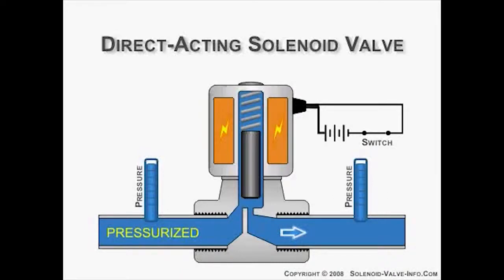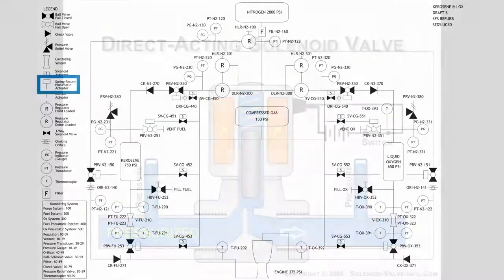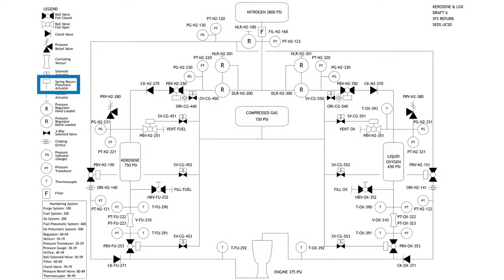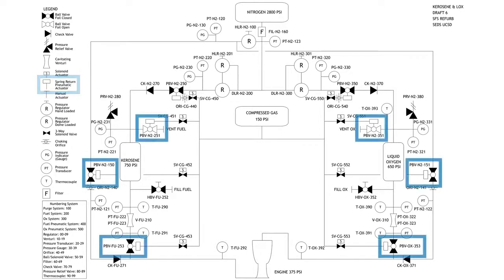That's a solenoid actuator. The spring return pneumatic actuator is what we are going to be using for the main fire valves 253 and 353. We'll also be using spring returns for valves 251 and 351, as well as 151 and 150. So all these valves are spring return pneumatic actuators.